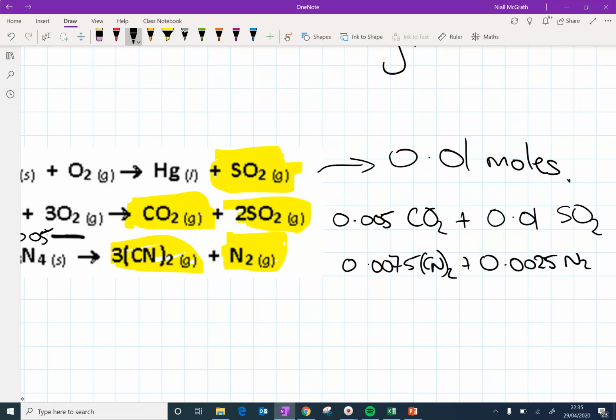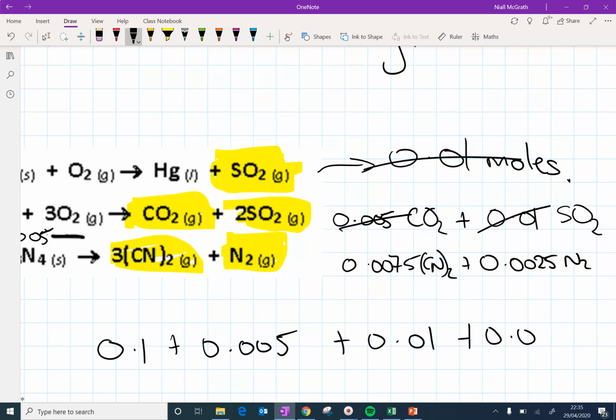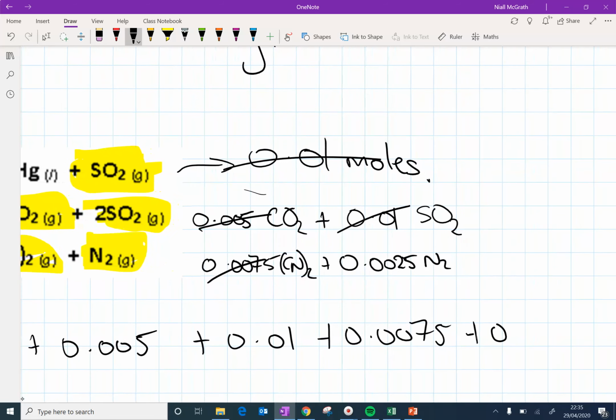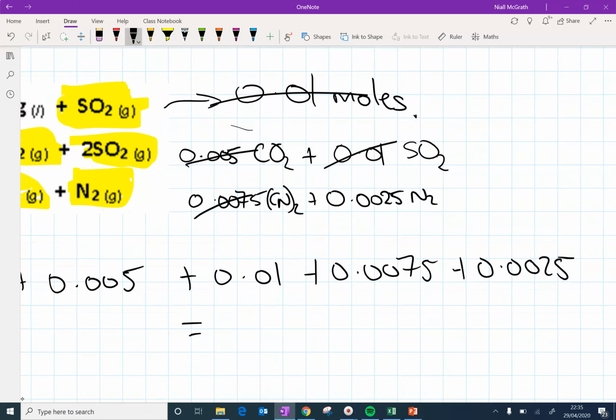So we have found the number of moles of each of our gaseous products. We just have to add them up. So it's 0.01 plus 0.005 plus 0.01 plus 0.0075 plus 0.0025, and that gives us a final answer of 0.035.